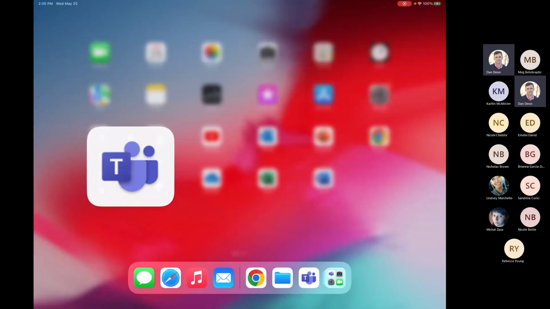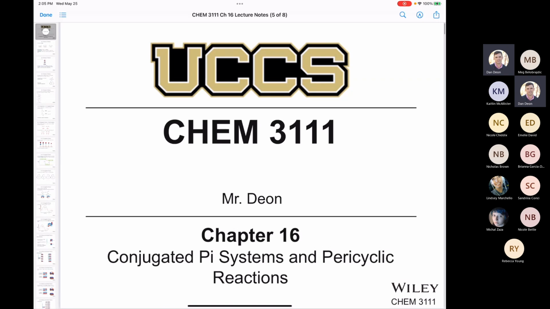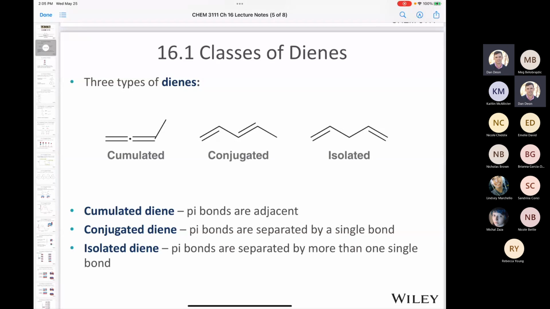Dienes. I am studying organic chemistry. Anyhow, it says here conjugated pi systems and pericyclic reactions, Chemistry 3111, Organic Chemistry 2. This is chapter 16 in Klein's 4th edition of organic chemistry. Well, let's get into it. And let's start by talking about dienes.